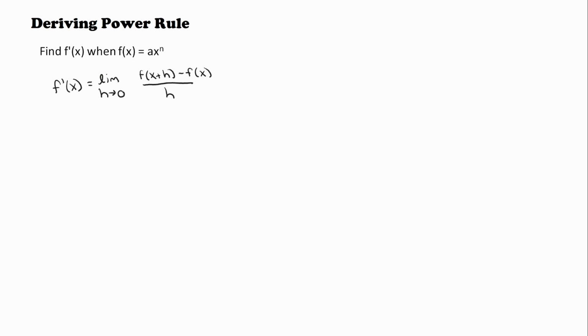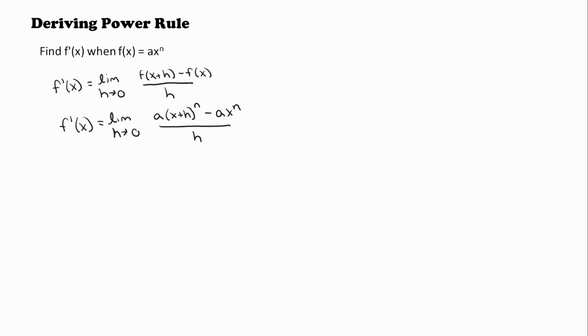Now, if our function is f of x is equal to a x to the n, let's use this generic function and try to solve for f prime of x. So when we have f prime of x, we're going to carry our limit down, the limit of h approaching 0. Wherever x is within our function, we're going to replace it with x plus h. So here we're going to have a times x plus h to the n minus a x to the n, divided by h.